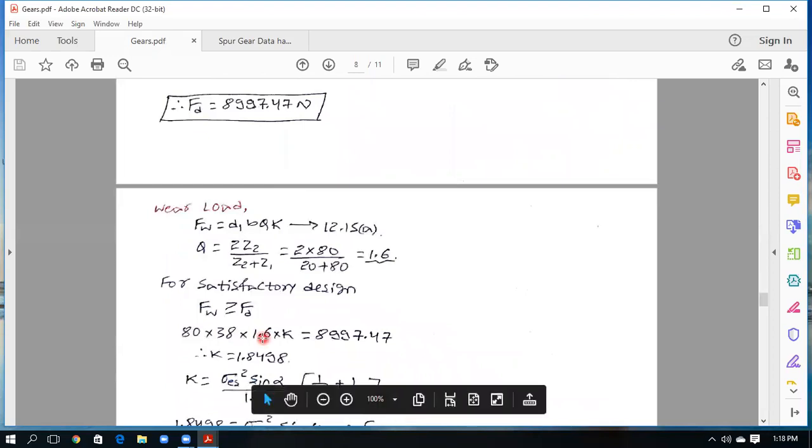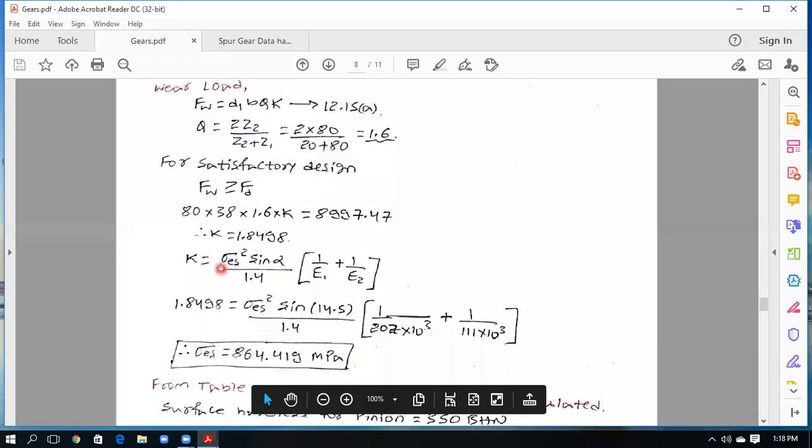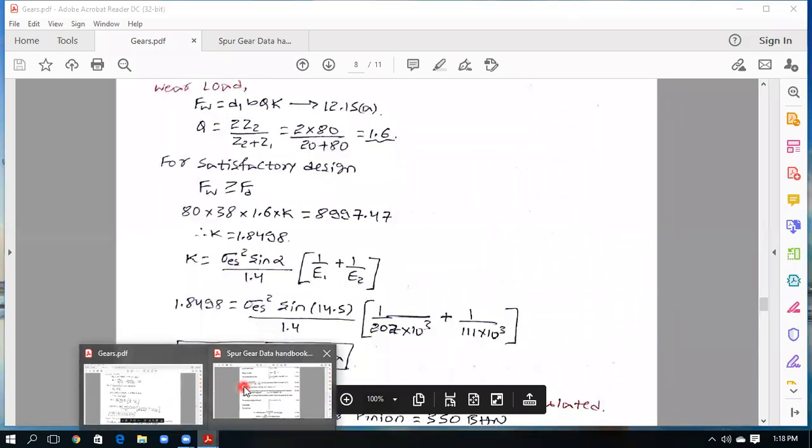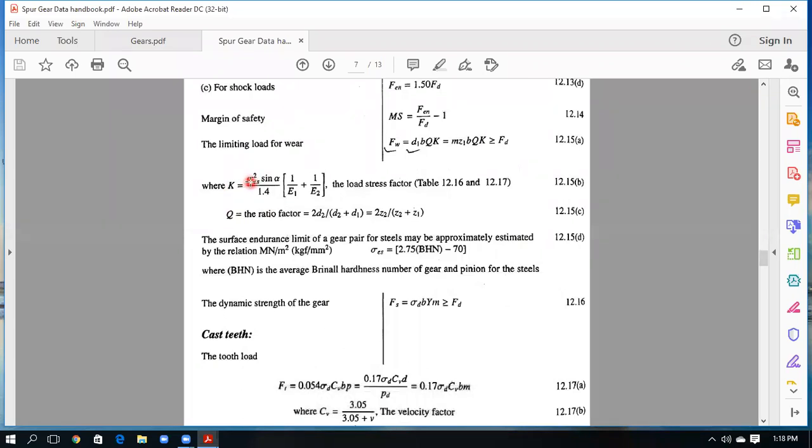Substitute that. From this you are going to get the value of K. Once you get the value of K, you can use this equation. Substitute the value of K. Here you're going to find out the load stress factor. This is the load stress factor.